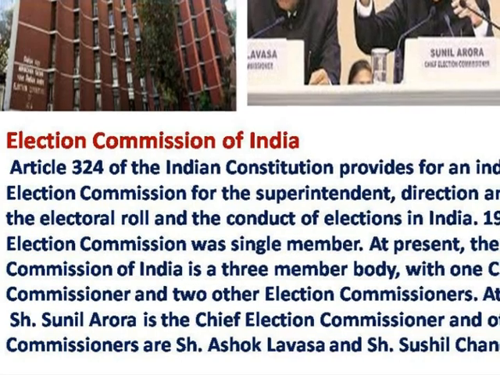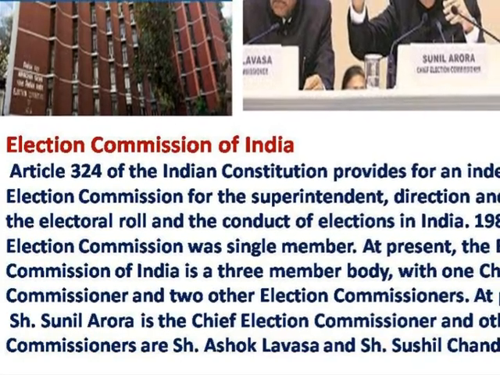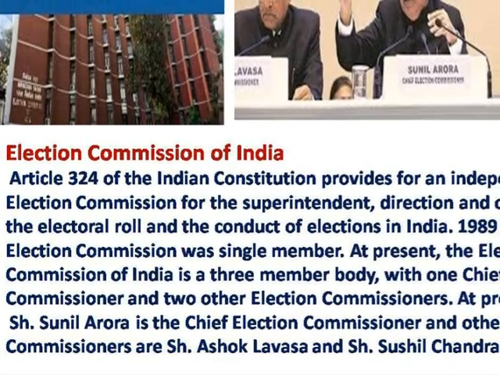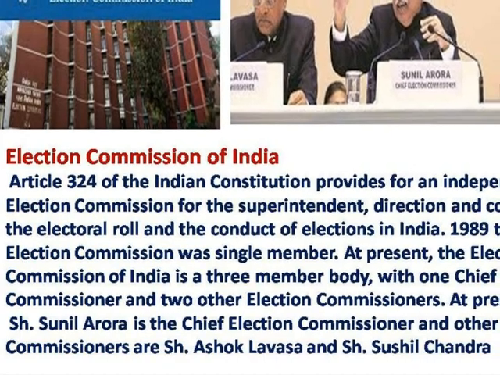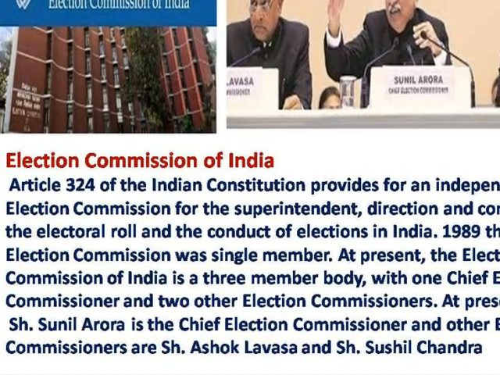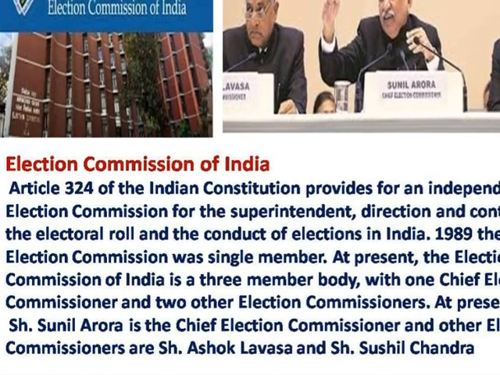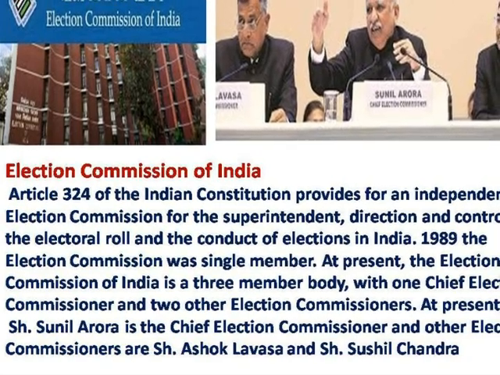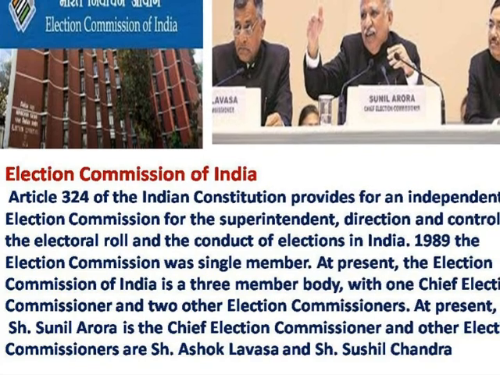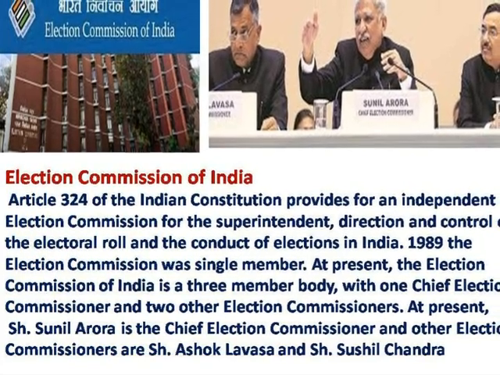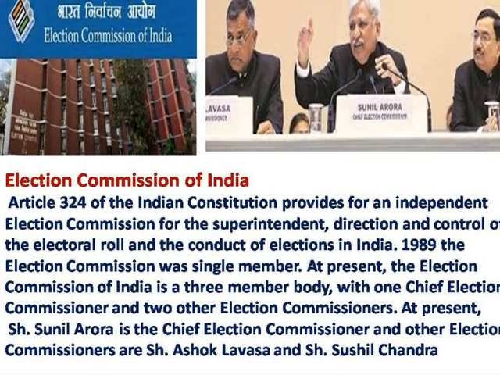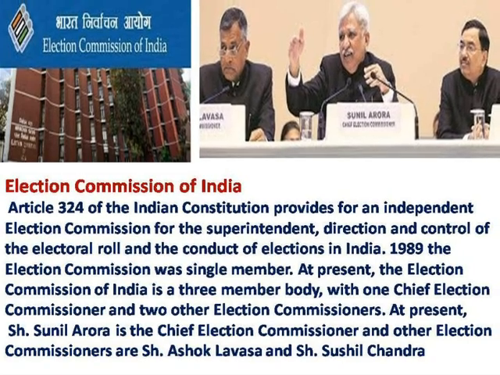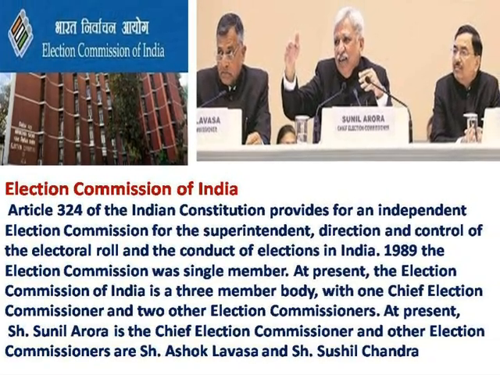Article 324 of the Indian Constitution provides for an independent Election Commission for the superintendence, direction and control of the electoral roll and the conduct of elections in India. Till 1989, the Election Commission was a single-member body. At present, it is a three-member body with one Chief Election Commissioner and two other election commissioners. At present, Sunil Arora is the Chief Election Commissioner and the other election commissioners are Ashok Lavasa and Sushil Chandra.